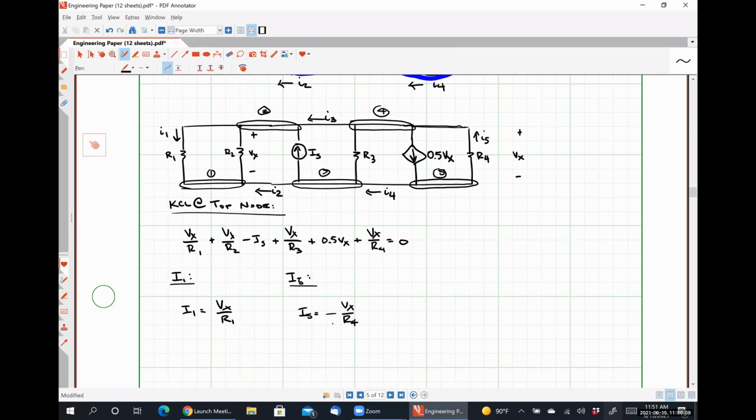All right, so now we get to the things that are a little bit more difficult. So let's look at I2.